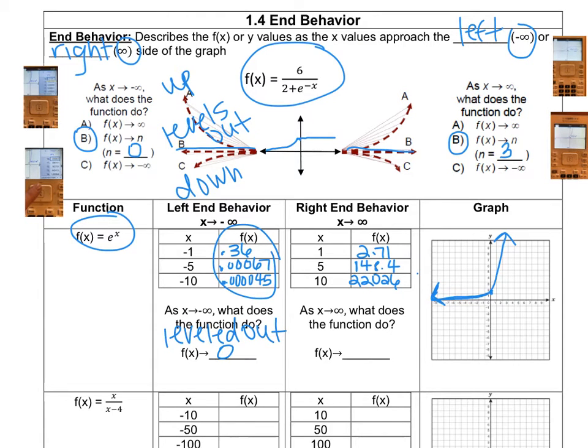Now let's go to the right side. You should have gotten 1, 2.71, 5, 148.4, and then 10, 22,026. So we can tell that these y values keep getting bigger and bigger and bigger because this side of the graph is growing to infinity. So as x approaches positive infinity, what does the function do? And we would say it points up. And my y values are approaching positive infinity as well because they just keep growing to positive infinity.